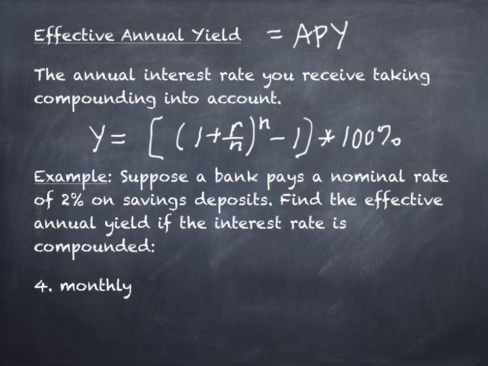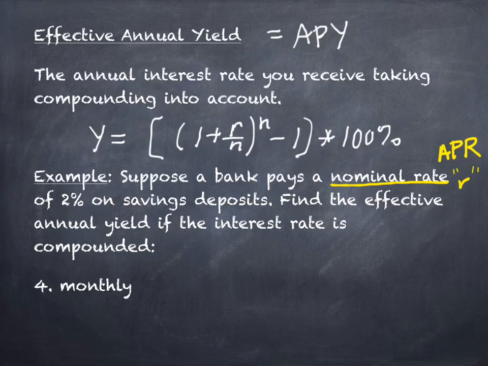Okay? All right, so let's take a look at a problem. It says, suppose a bank pays a nominal rate. We have not talked about the phrase nominal rate, so we're going to do that right now. Nominal rate, also sometimes called APR, annual percentage rate. This is just the R that's in all of my formulas. There's nothing fancy about this number. So it says the bank pays an interest rate of 2%, that's R, so this is R equals 2%.